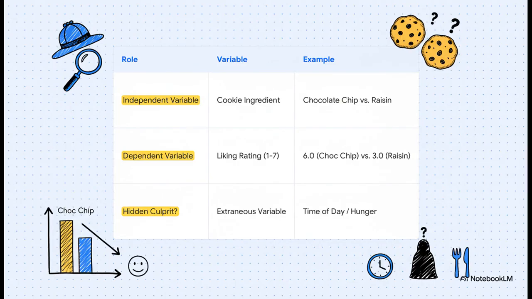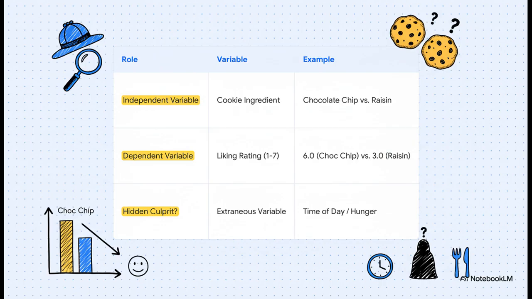Okay, here's the case file. The cookie type, that's our independent variable. It's the thing the researcher is changing on purpose. The rating people give it, that's our dependent variable. It's what we're measuring. And yeah, the chocolate chip cookie got a 6 out of 7, while the raisin only got a 3. Case closed, right?